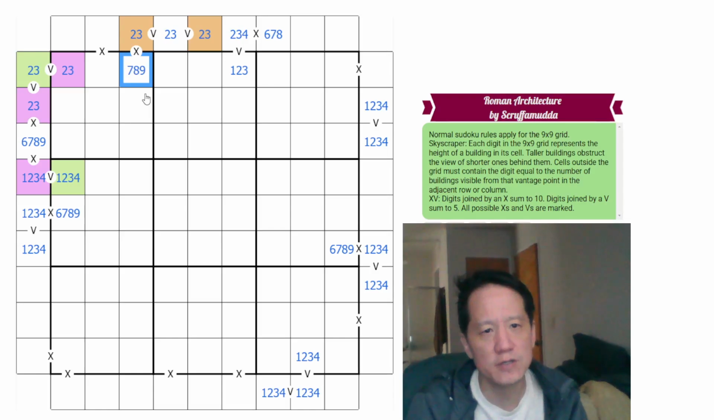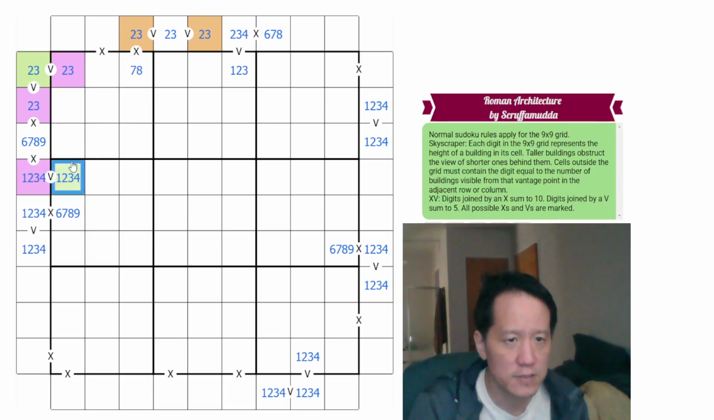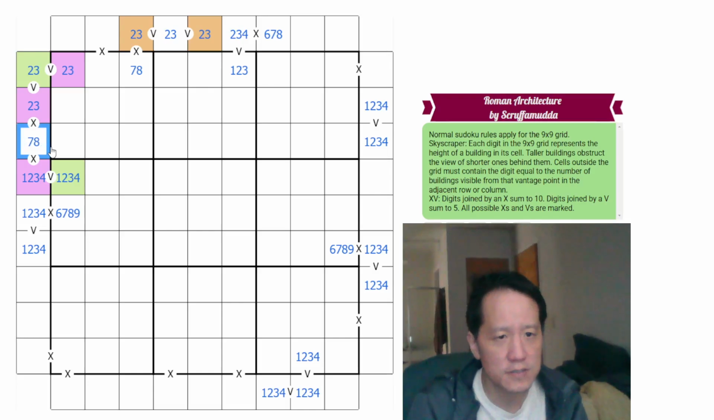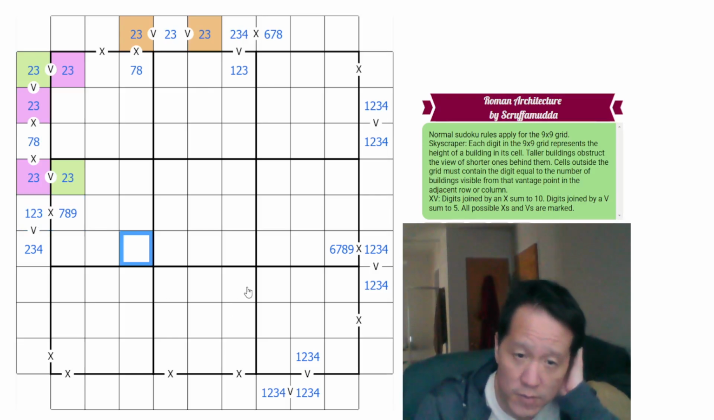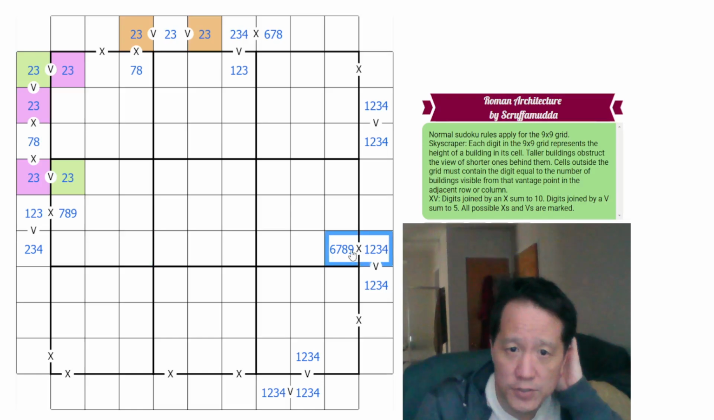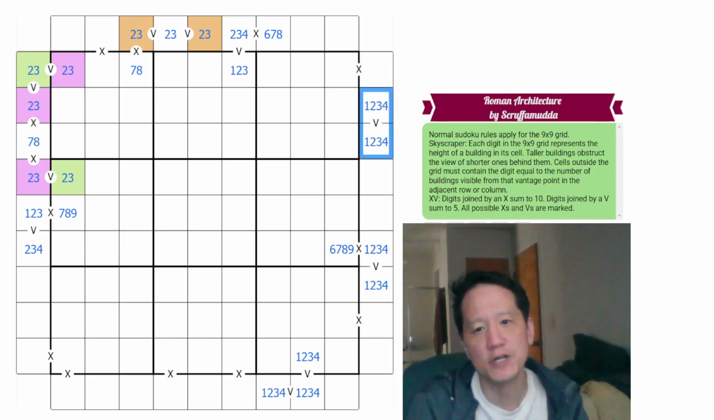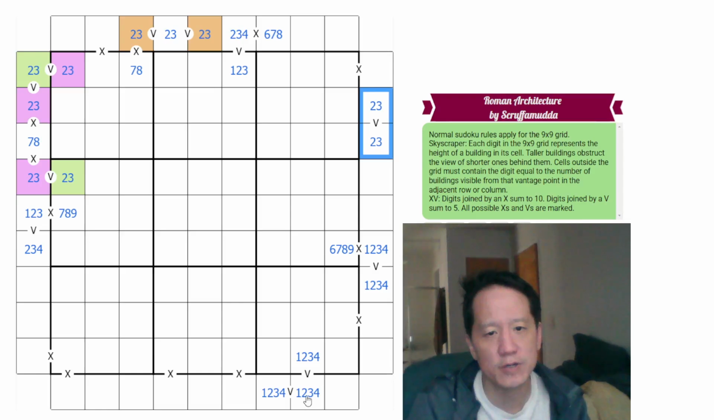This has to be 6 and 8. This is 6 and 8, which makes this 2 and 3. This is 2 and 3. This does potentially have a 1 next to it, so this can't be 1. But this can't be 4. This can't be 6. So this could be 1 and 9 here. And this could be 1 and 9. But these can't be 1 and 9, so these have to be 2 and 3 here.